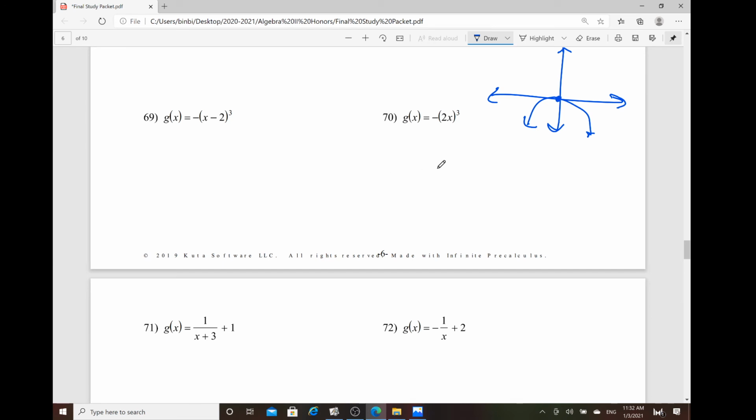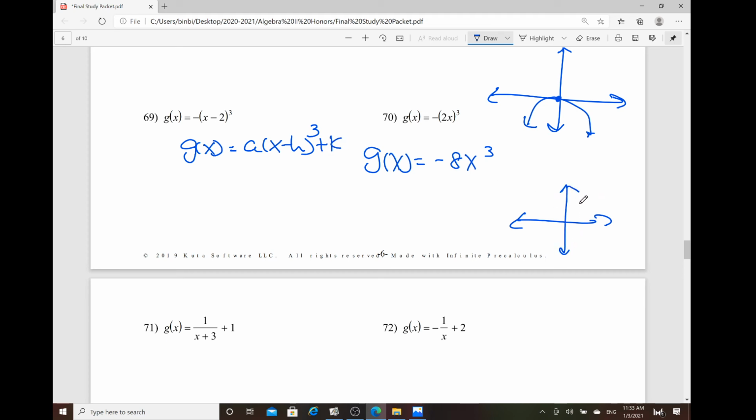And then again, for the cubic curve, similar, so g of x. This one can be written as negative a x to the power of 8. So for the 8 right here, it's a vertical stretch. We do know that the parent function of g of x, the cubic function, is always written as a times x minus h quantity to the power of 3 plus k. So h comma k, so 0, 0.